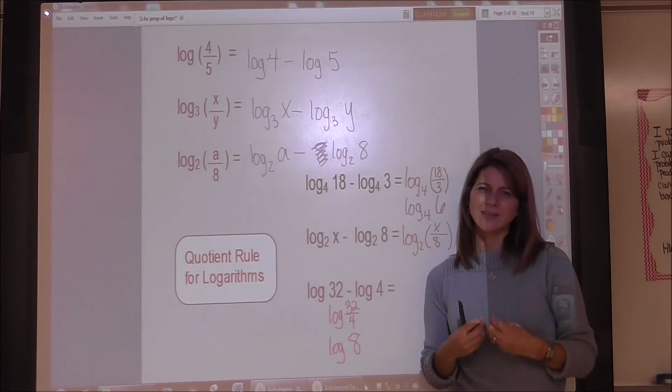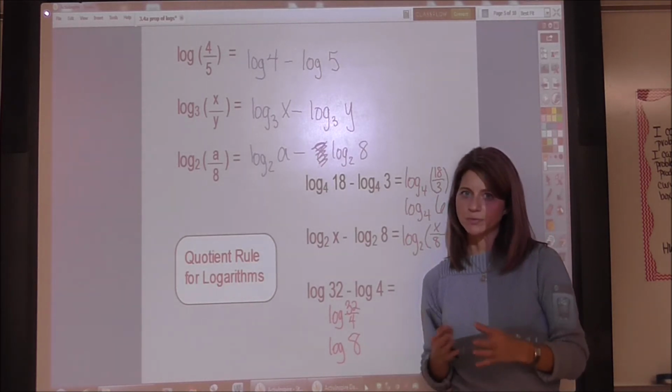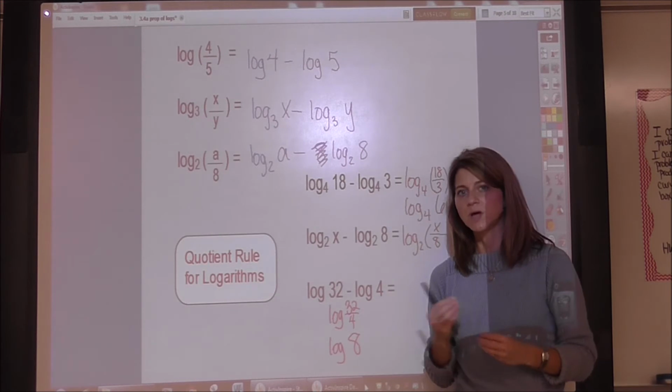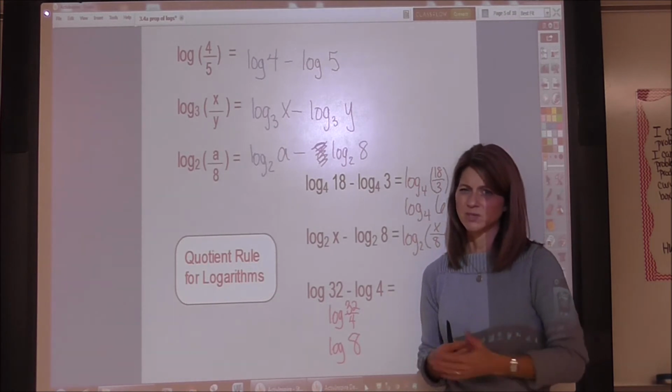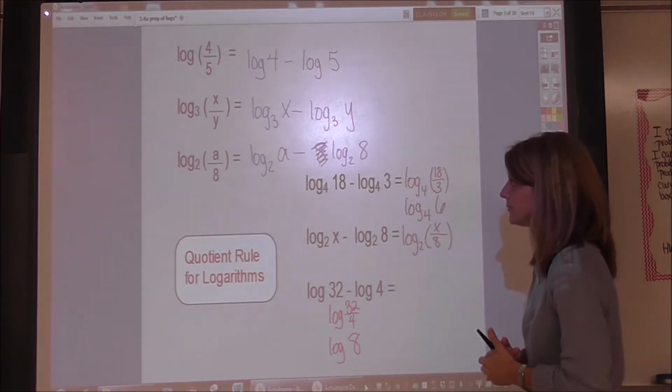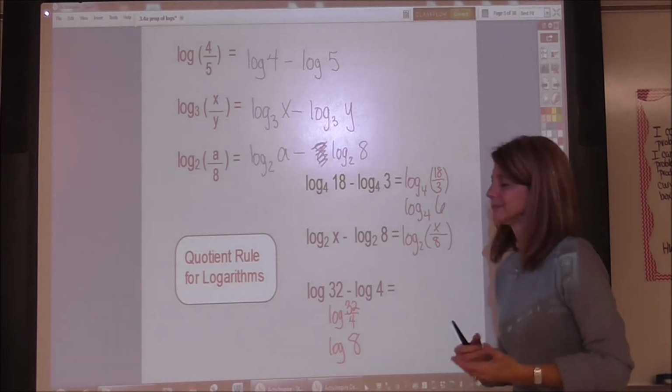Just kind of think, you aren't really like solving these, you're just simplifying them. So the word logarithm doesn't go away. I wish it would, but it doesn't right now. Okay, hopefully not too bad. Let's see how it goes.